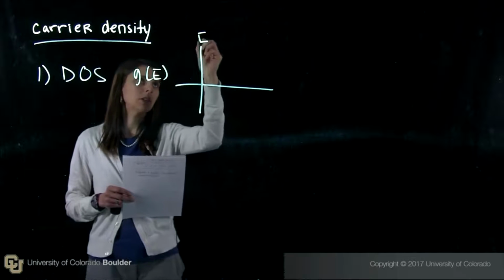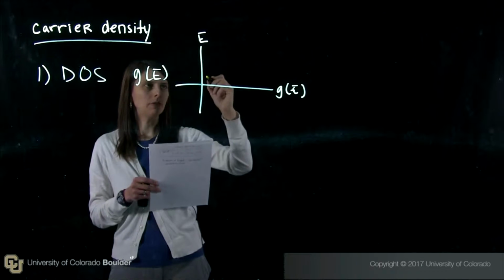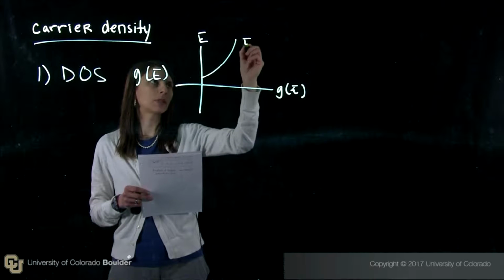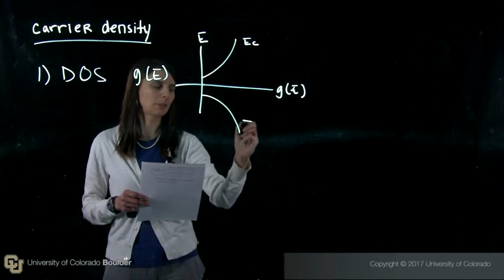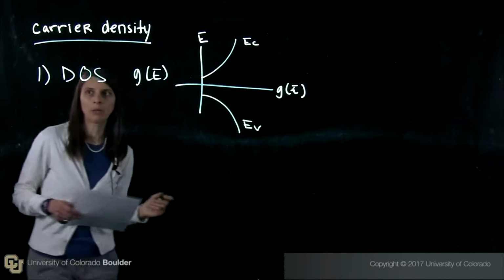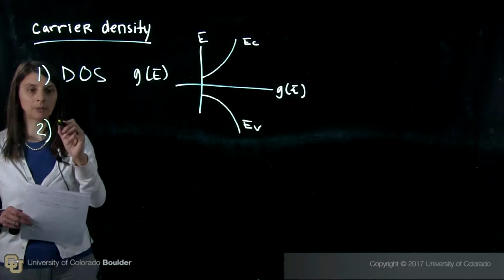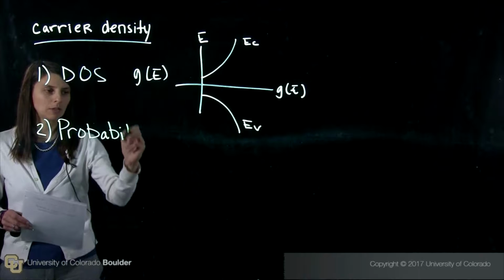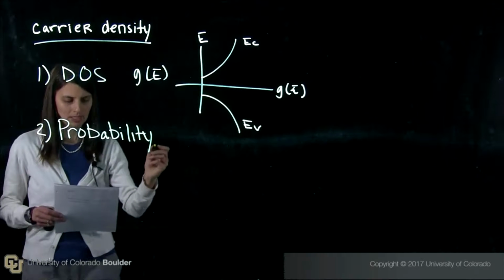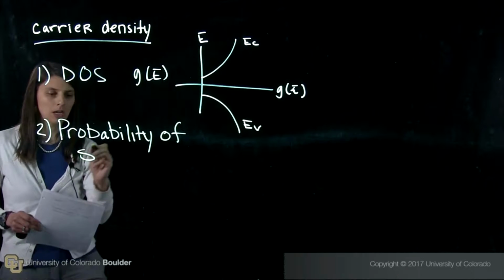So here's energy, here's G of E, and then here we have the density of states for the conduction band, and we also have the density of states for the valence band. So I mentioned to you that the carrier density also is determined by the probability of a state being occupied. So electrons follow Fermi-Dirac statistics, and that really drives this probability function.